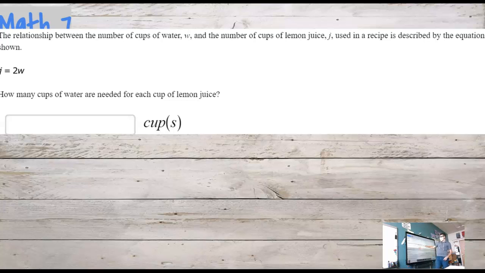each cup of lemon juice, what we have to work with is one of what? One of the J's, right? So 1 is what J equals. So we're going to plug in 1 where we see J. But the weird thing is that creates the equation 1 equals 2W.